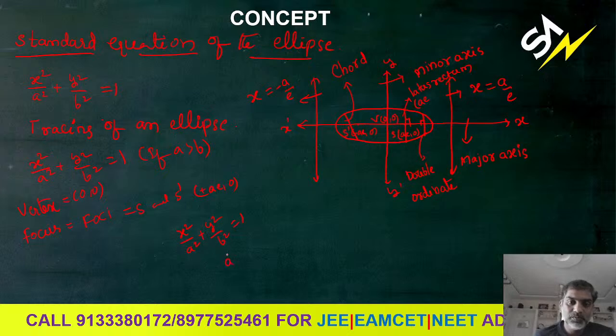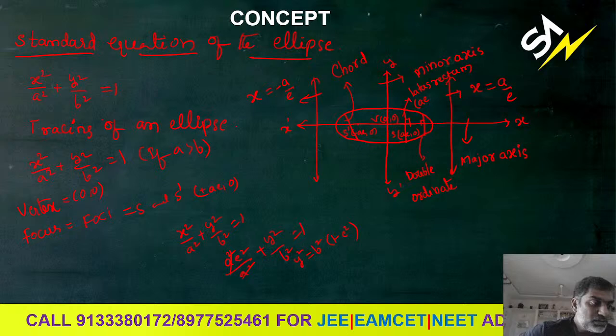x squared is nothing but a squared e squared, divided by a squared, plus y squared by b squared, which equals 1. Here a squared and a squared get cancelled. Then send e squared to that side. Yes or no? Then we get y squared equals b squared times (1 minus e squared). We substituted ae in place of x, got e squared divided by a squared, and sent that e squared to the other side. Then we get 1 minus e squared. So y squared equals b squared times (1 minus e squared).